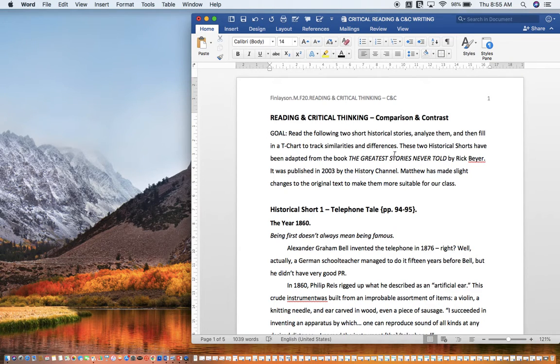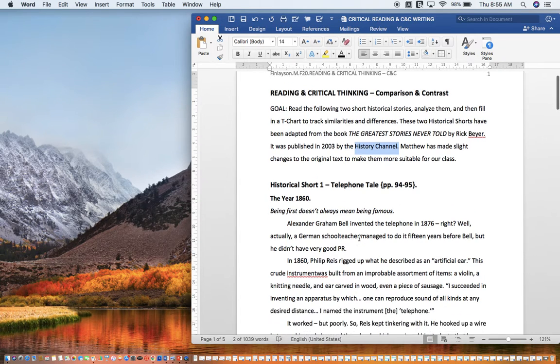So these two historical shorts, as I call them, have been adapted from the book The Greatest Stories Never Told, which is written by really powerful author Rick Bayer. And this was published in 2003, and the publisher is actually the History Channel. So I've made a few changes from the original text, but more or less these come straight out of that cool book that tells us all of these neat little stories, these little snapshots from history that we don't hear. So they usually have some sort of funny or quirky or ironic point to them.